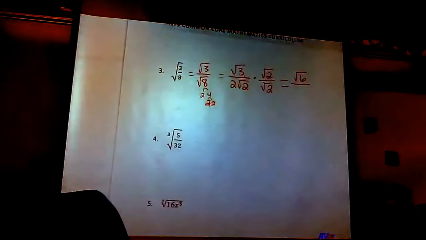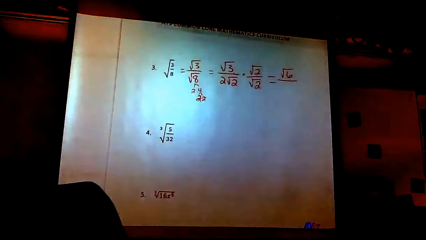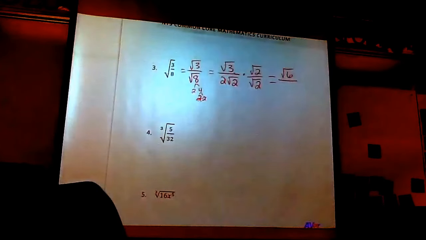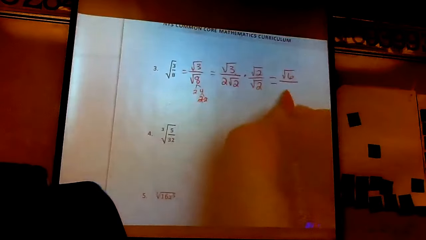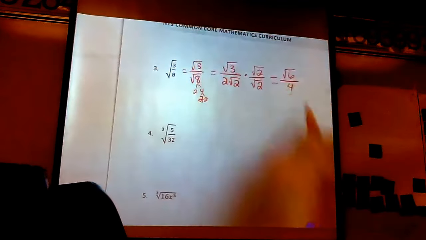2 times 2 is 4. Okay. So it turns into 2. That's what the radical turns into, 2. The square root of 2 times the square root of 2 is 2. Times 2 is 4. That is correct. Yeah, that is.